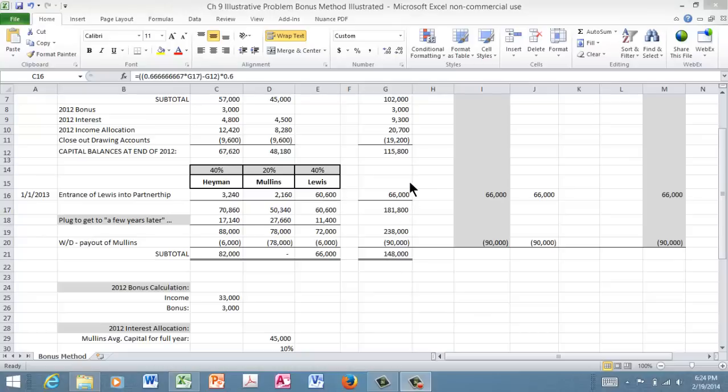So the difference between the $66,000 of cash that he put into the partnership and what he's credited for on his capital account of $60,600 is a $5,400 difference. So what do we do with that?